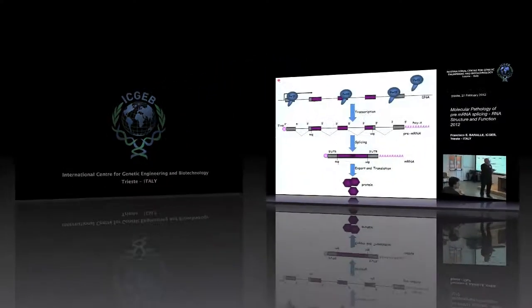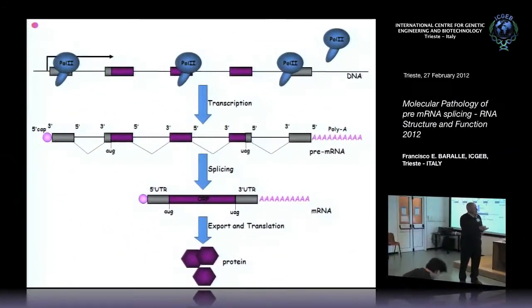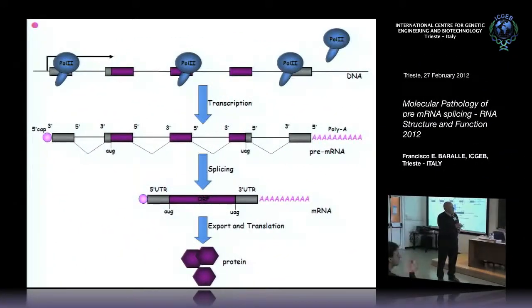So this is the flow of genetic information, and as you know, DNA is transcribed, RNA, a precursor, is spliced, and then modified at the end, simultaneously with the splicing, then goes out of the nucleus, and in the messenger in the cytoplasm of the cell becomes translated.